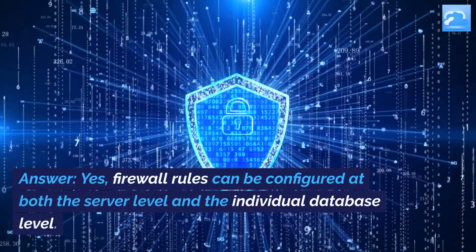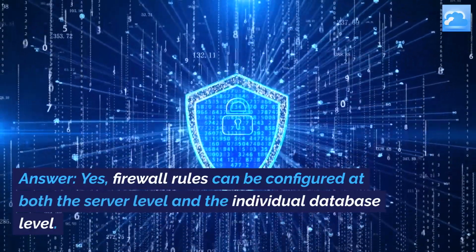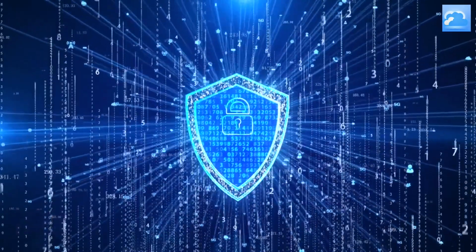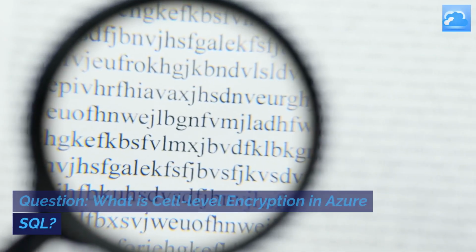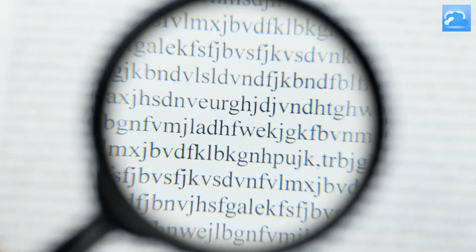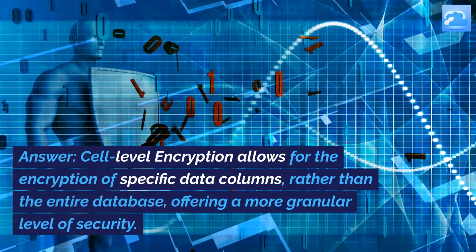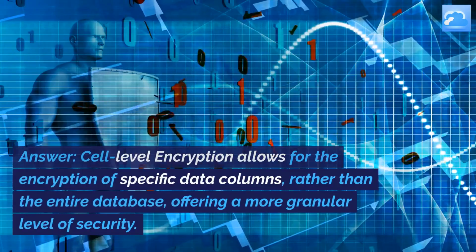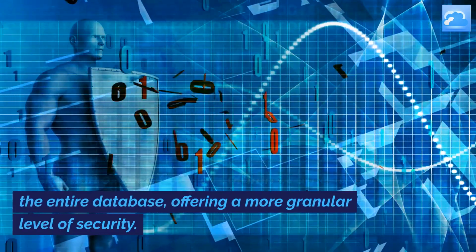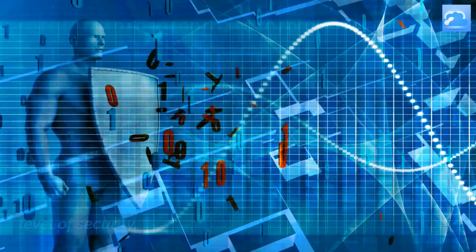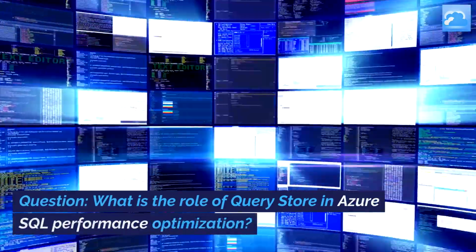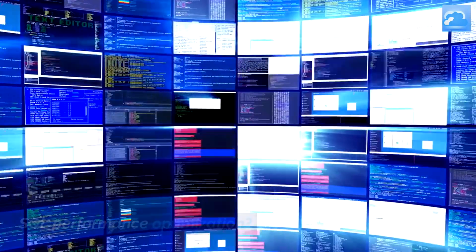Answer: yes. Firewall rules can be configured at both the server level and the individual database level. Question: what is cell-level encryption in Azure SQL? Answer: cell-level encryption allows for the encryption of specific data columns, rather than the entire database, offering a more granular level of security. Question: what is the role of query store in Azure SQL performance optimization?